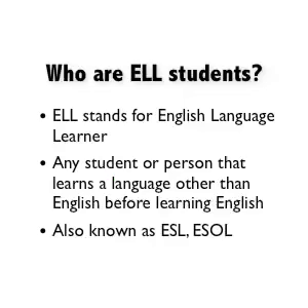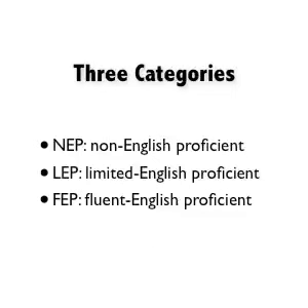So there are also three types of ELL students or ESL students and how we classify them. NEP is non-English proficient. LEP means limited English proficient, and FEP is fluent English proficient. Abbreviations such as these are commonly used, so we'll be sure to define what these abbreviations mean. So let's talk a little bit about what each of these types of students would look like in your classroom.